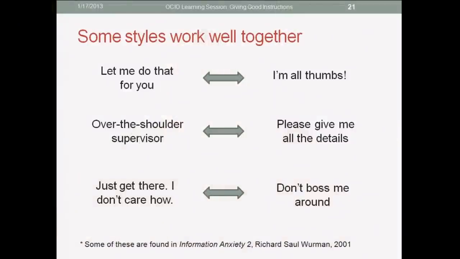Now remember, we're not assigning value to these necessarily, okay? When you're all thumbs and you're admitting you don't know how to do something, that's not necessarily a bad instruction taking style. It's like, okay, help me along, as long as you're not just using it as an excuse. But let me do that for you is going to get along real well with somebody who says, I'm all thumbs, I can't get this done. And I don't care how you get there is going to work really well with somebody who says, don't boss me around, if I demonstrate what my output is.